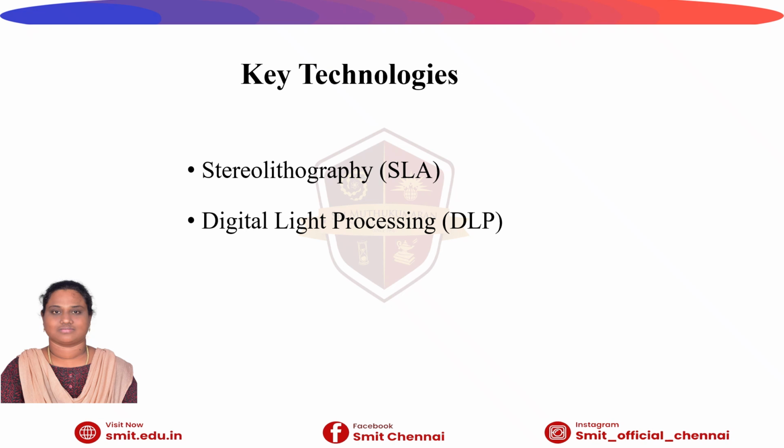So next one is key technologies: stereolithography and digital light processing. Stereolithography uses a UV laser to cure resin point by point. It offers very high accuracy and smooth surface finish, making it ideal for dental models, jewelry, and precision prototypes.